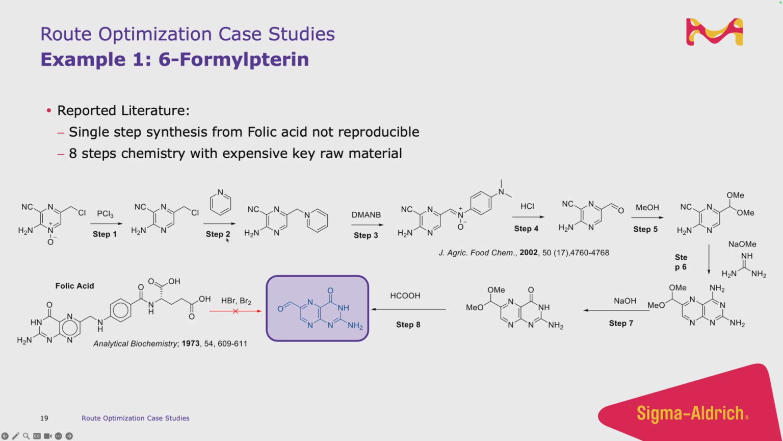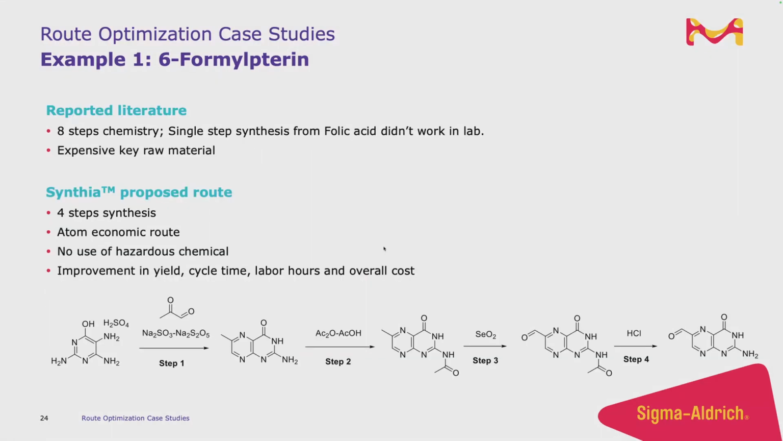So you'll see the second and third steps, which are transferring out, first adding the pyridine and then the dimethylamino nitrobenzene, which are later removed. So it's not very atom economical. So using Synthia, they were able to develop this 4-step route that addressed those issues.